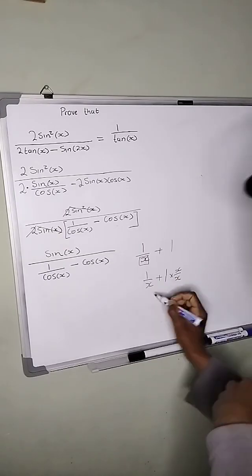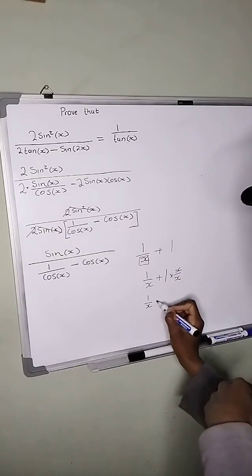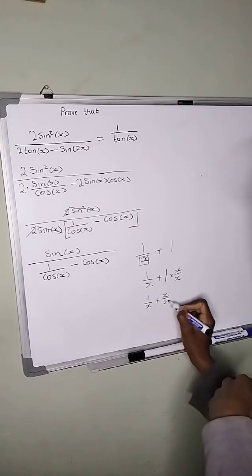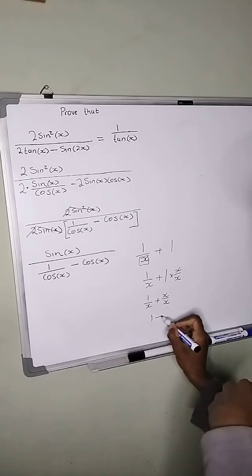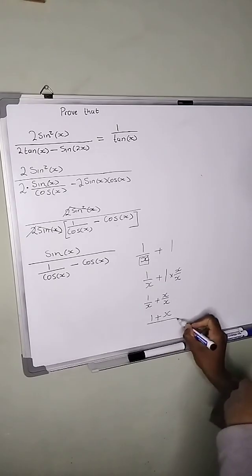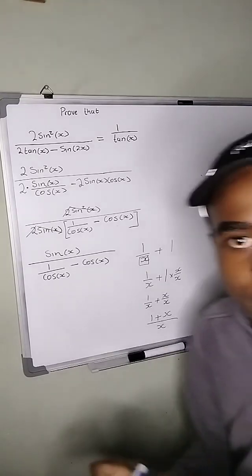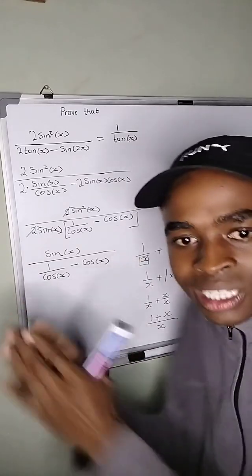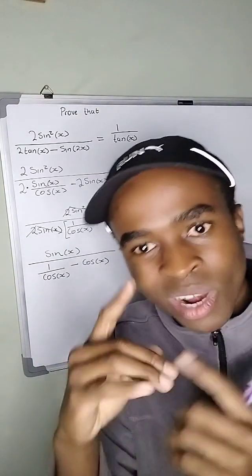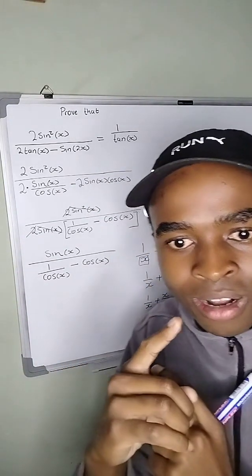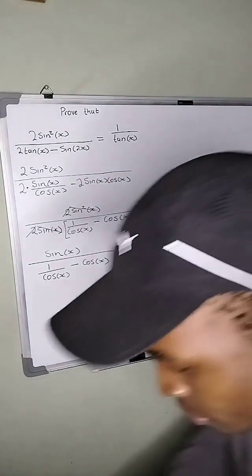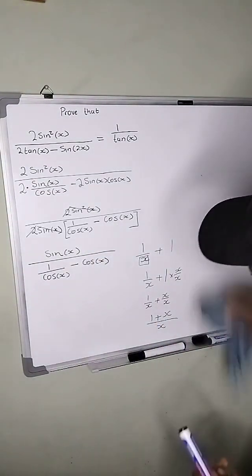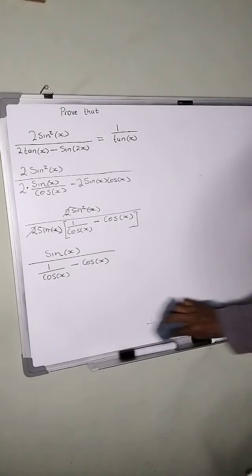So I'm going to have 1 over x plus x over x, which is going to be 1 plus x divided by x. So the purpose of me doing that, I want to make this whole denominator to be one term, guys. So let's do it.